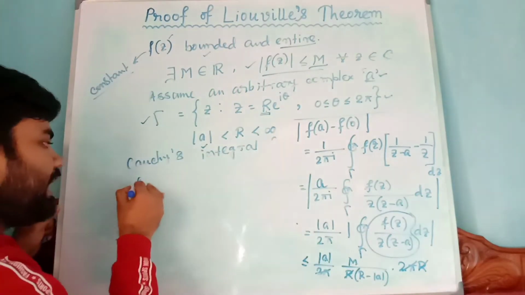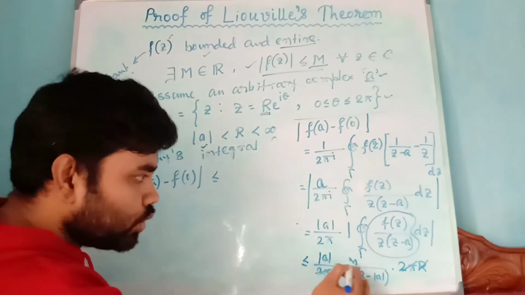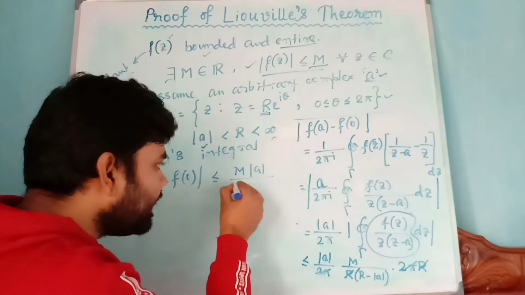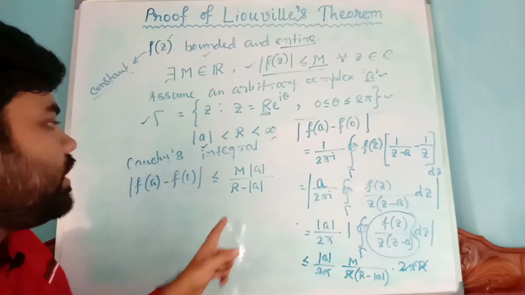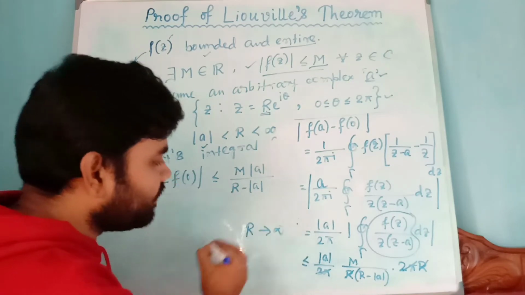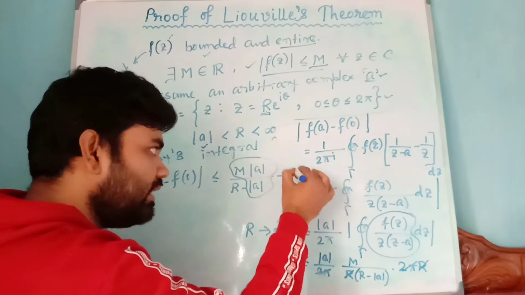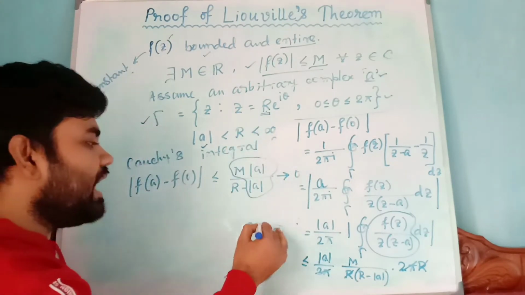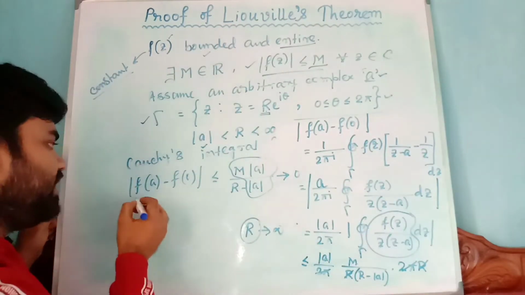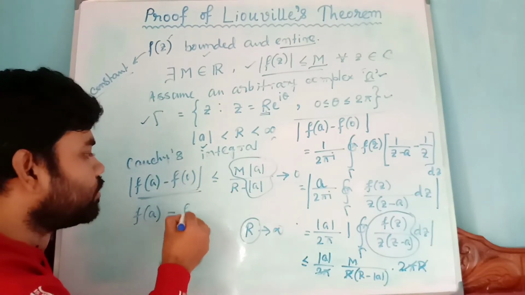So we will have the modulus of f(a) minus f(0) less than or equal to M into mod a divided by r minus mod a. Now if we make r sufficiently large, r tending to infinity, all the other terms are fixed, so this part will tend to 0. This means when r is infinite, so the curve gamma is encircling the whole complex plane, this part becomes equal to 0. So we will have f(a) equals f(0).